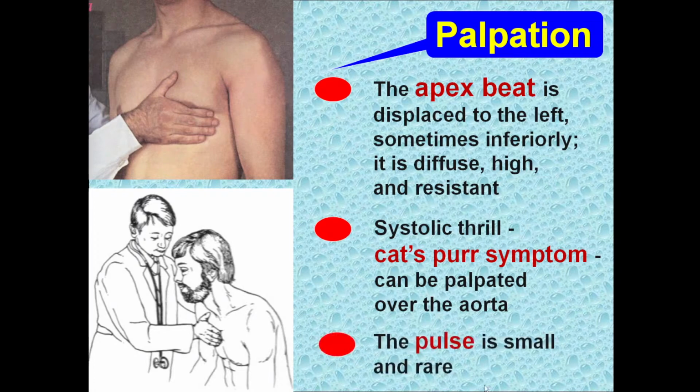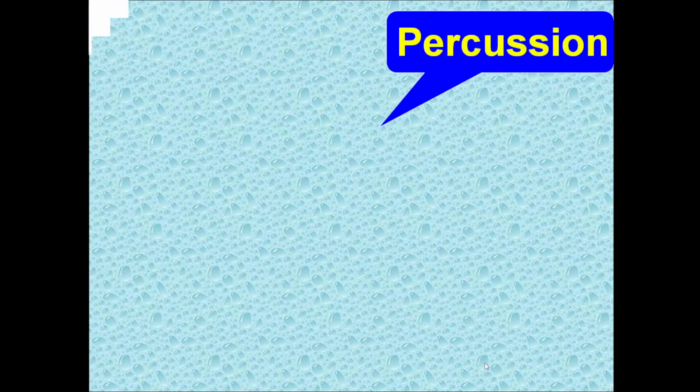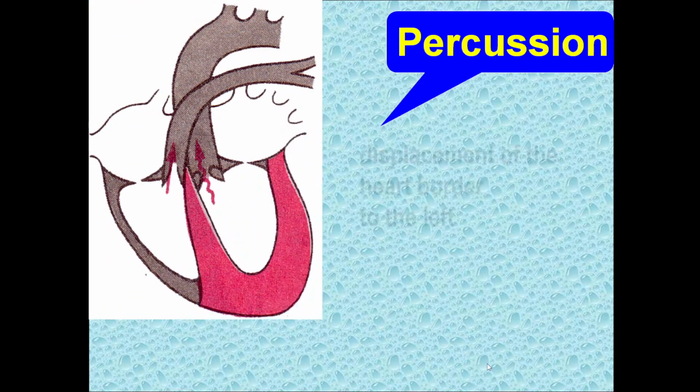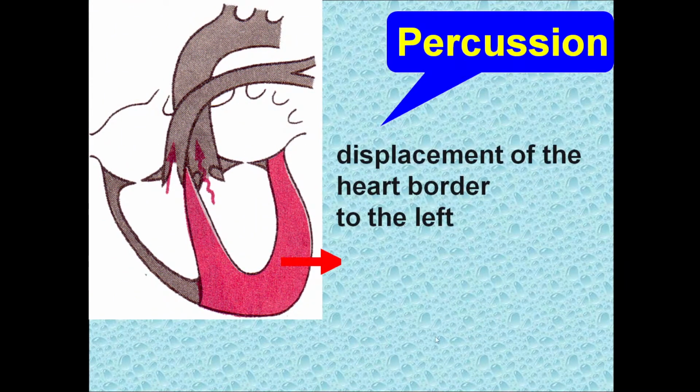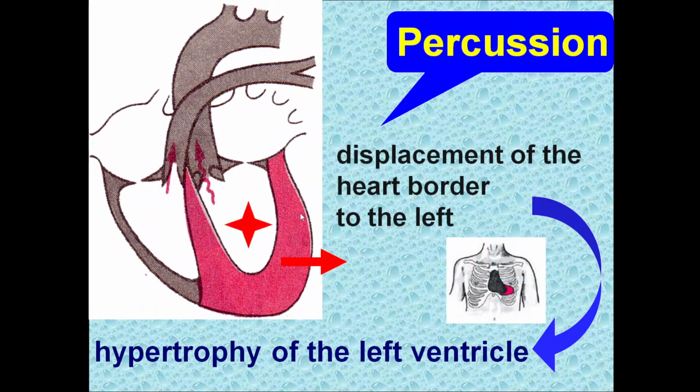And there will be a problem with the peripheral pulse. Pulse on the radial artery becomes small and rare. It's tightly correlated with the heart stroke volume. Percussion reveals displacement of only the left heart border because only the left ventricle is involved in the pathological process. It's hypertrophied to compensate blood flow into the aorta through the narrowed orifice.